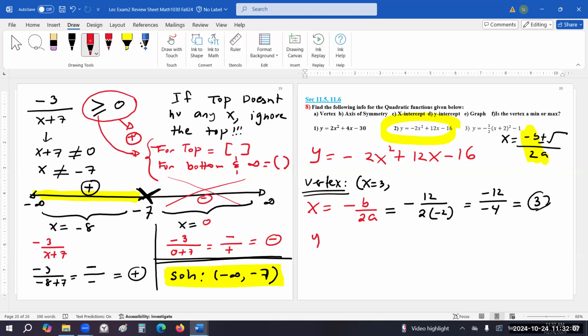Unfortunately, there is no formula for y. So if you know your x value, how do you find the y value? We replace the x value into the equation. So we get negative 2x squared plus 12x minus 16. But this time, all the x's are 3.